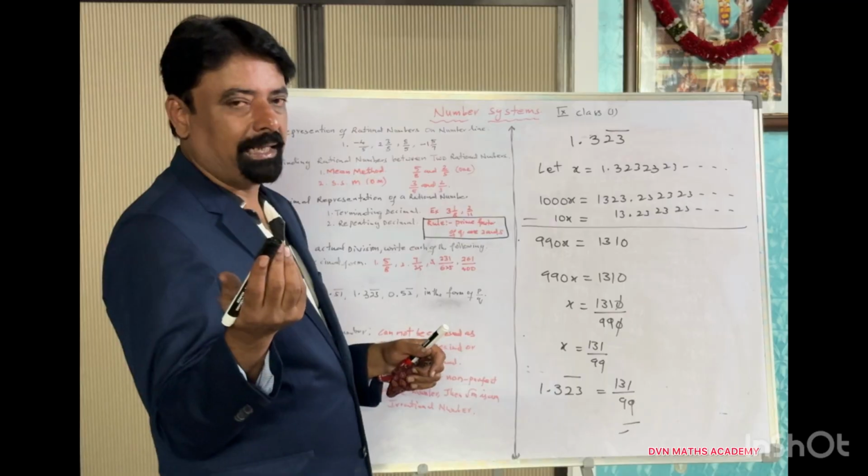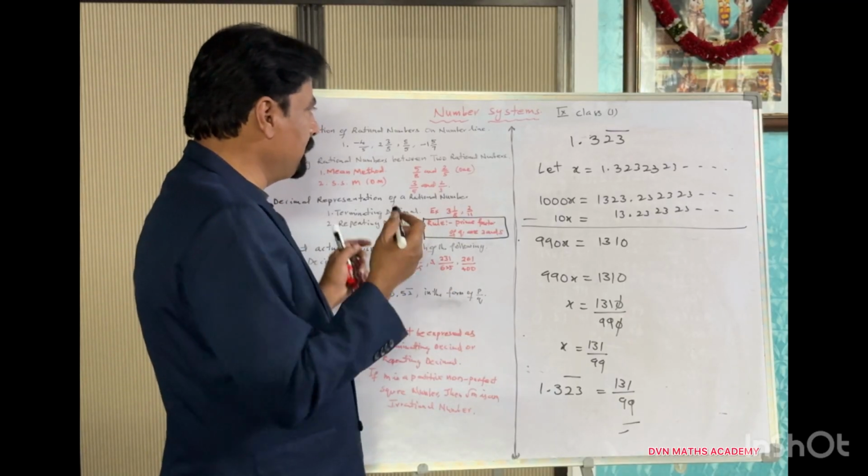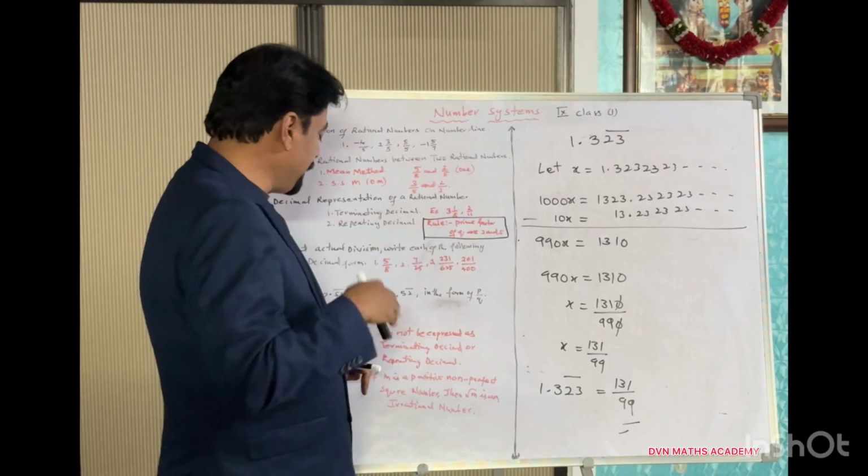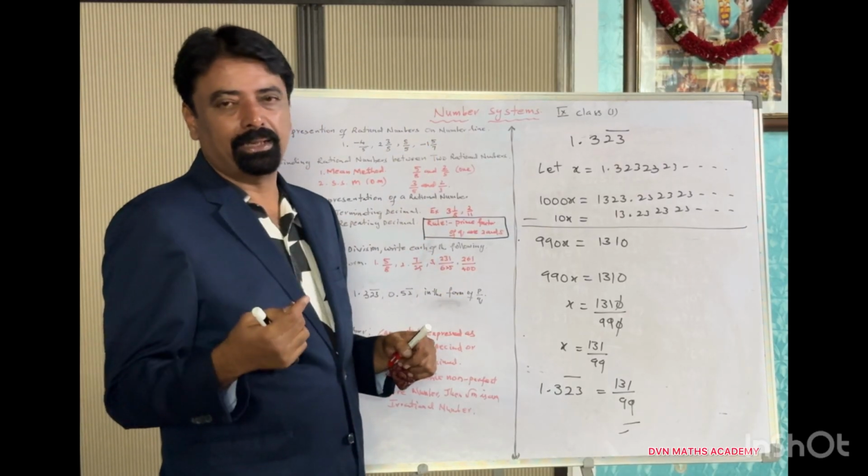In the next class, I divide this entire chapter into 6 parts. This is the first part. The next part is about irrational numbers.